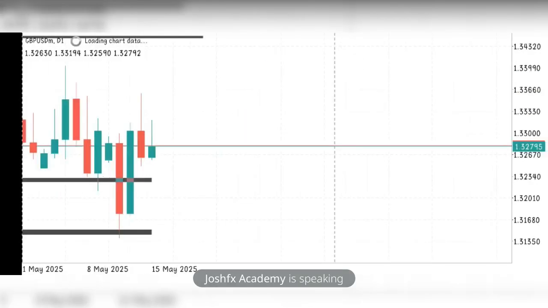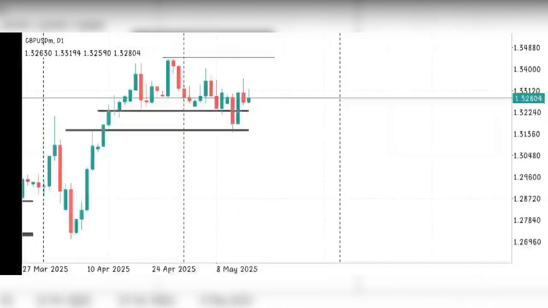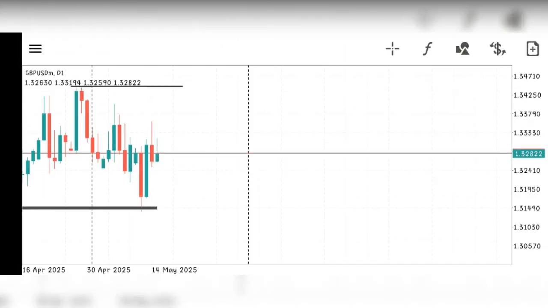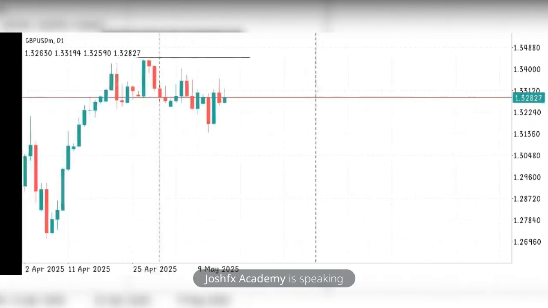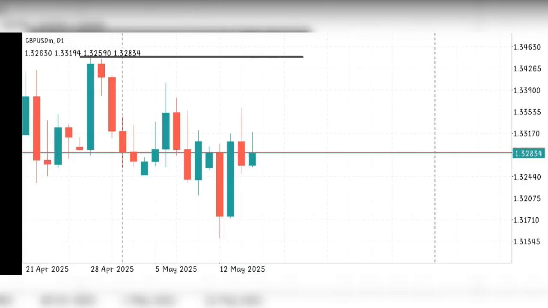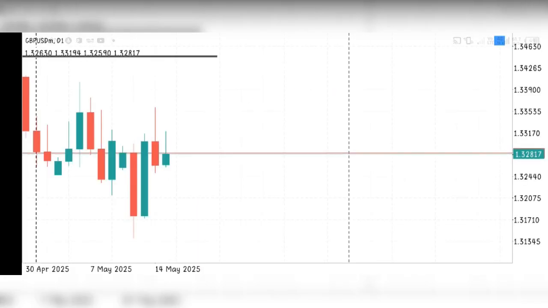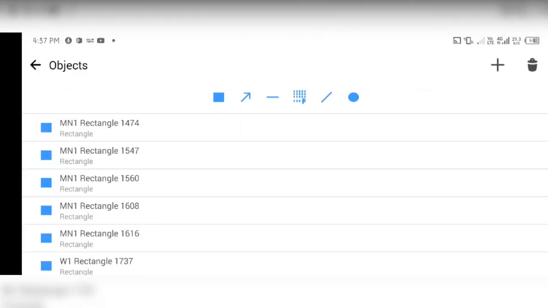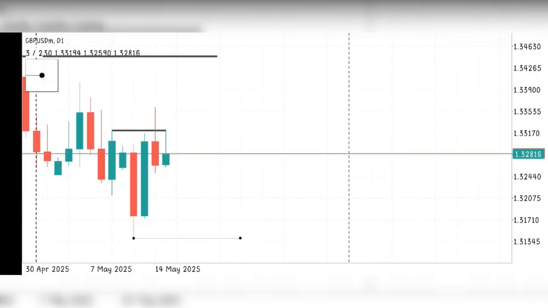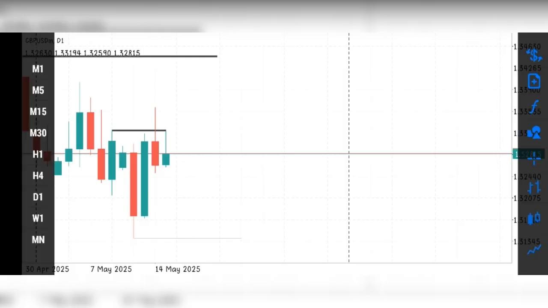Now let me go back to my daily and see what I can do. Let me delete this. So on our daily time frame, here is a liquidity. Buy side being raided, and it's coming for this external range liquidity. At this point is a sell side. Then let's go to 4 hours.